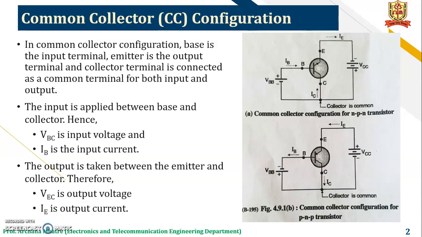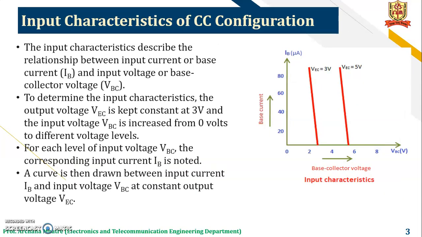The input is applied between the base and collector, hence VBC is the input voltage and IB is the input current. The output is taken between the emitter and the collector. So VEC is the output voltage and IE is the output current for CC configuration. Now we will see the input and output characteristic.